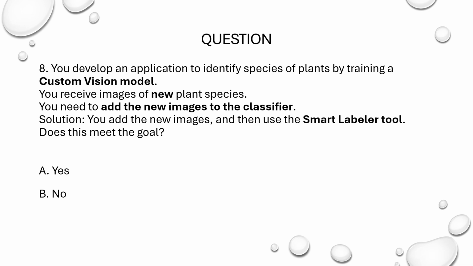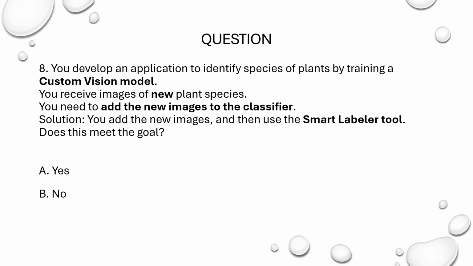You develop an application to identify species of plants by training a custom vision model. You receive images of new plant species. You need to add the new images to the classifier. Solution: you add the new images and then use the smart labeler tool. Does this meet the goal? Yes or no? Let us break down the question.